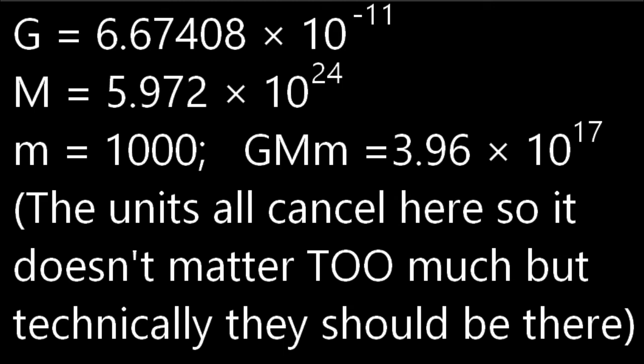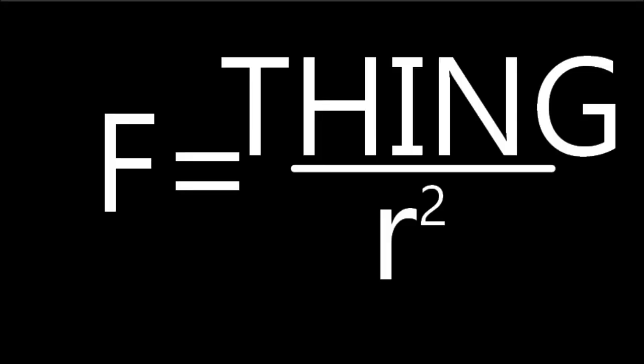Like, sure, it's 3.96 times 10 to the 17 with some units on the end, which we don't need to think about too hard. But we're asking if the bricks or the feathers weigh more, and GMm is the same both times, so it's like, whatever, it could be a tiny number for all we care. The real thing we're saying is that the weight is this thing divided by r squared. So if r is bigger for the feathers than for the bricks, that means that the feathers are lighter.